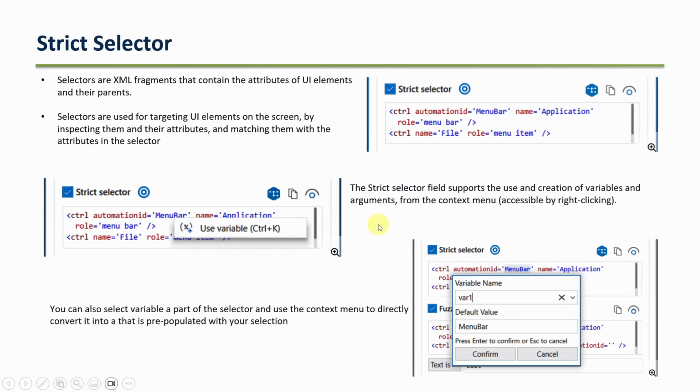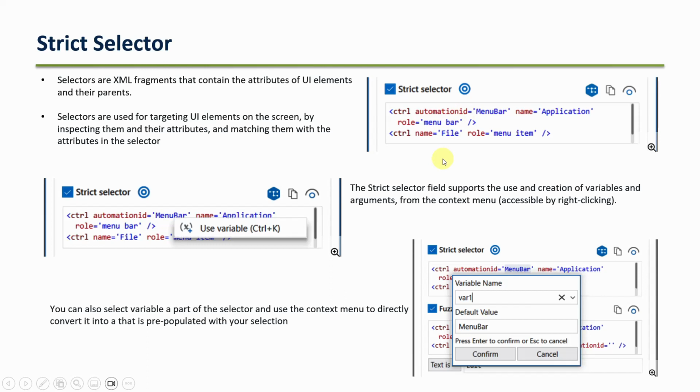The first one is the strict selector, right? This is exactly the same as what we do in the classic. In the classic we have seen that we indicate an element and it generates the selector. Same concept: selectors are the XML fragments generated by the UI element and used to uniquely identify the element, right? These are the concentric circles which I was talking about, okay?